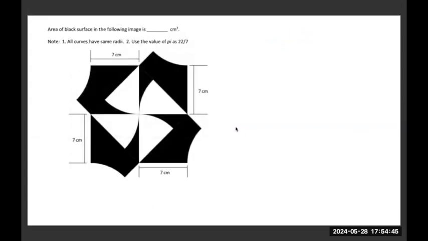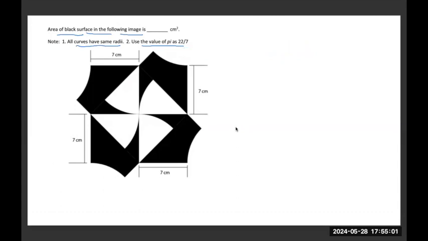Here, you're given a graphic pattern. What you have to find is the area of the black surface that the image has. All the curves are of the same radii and use the value of pi to be 22/7. That is what is provided.